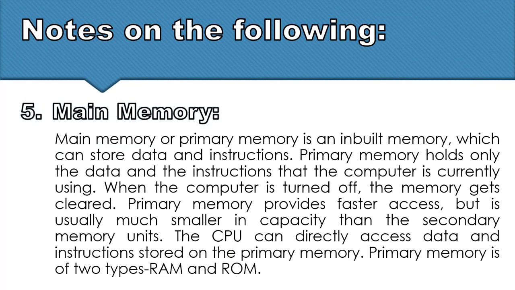Then we come to main memory. A main memory or primary memory is an inbuilt memory which can store data and instructions. Primary memory holds only the data and the instructions that the computer is currently using. When the computer is turned off, the memory gets cleared. Primary memory provides faster access but is usually much smaller in capacity than the secondary memory units. A CPU can directly access data and instructions stored on the primary memory. Primary memory is of two types, that is RAM and ROM.